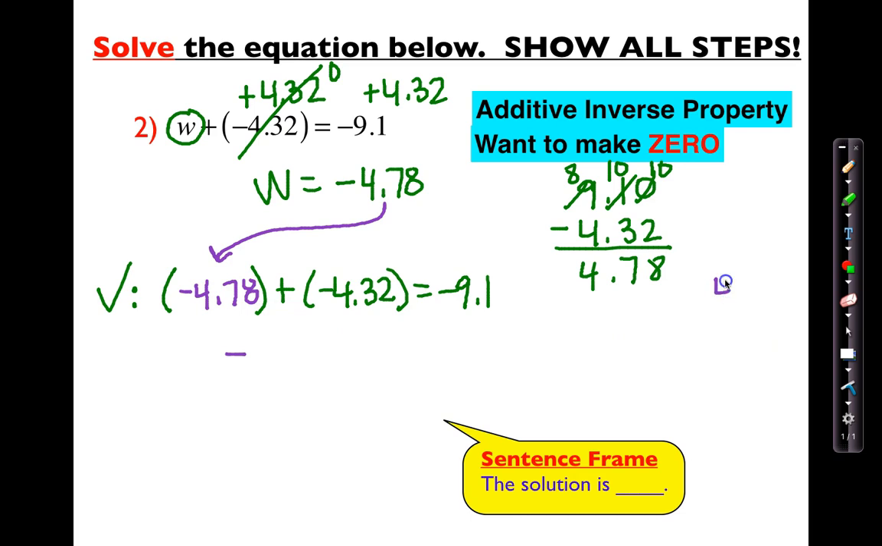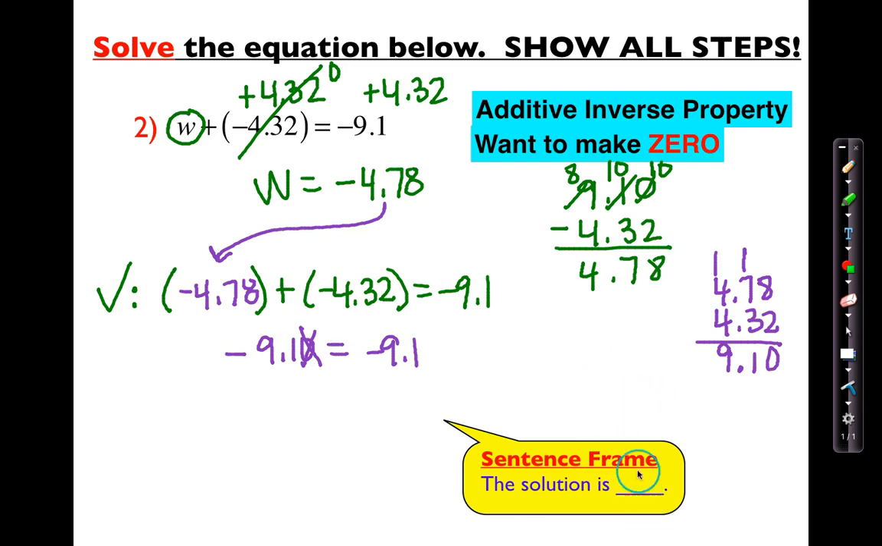So off of my side work, we have 4 and 78 hundredths. I'm lining that up with 4 and 32 hundredths to make sure the decimals line up. That's going to be 10, carry the 1. That's going to be 11, carry the 1. We have 9, make sure you bring down that decimal. I have a negative 9 and 10 hundredths. Now, is that the same thing as 9 and 1/10? Yes, this is 0. You could have left it out, and you can clearly see they're exactly the same. So I'm very confident that the solution is a negative 4 and 78 hundredths.